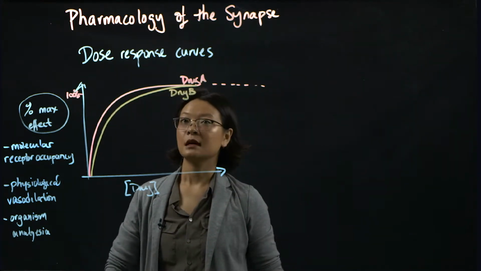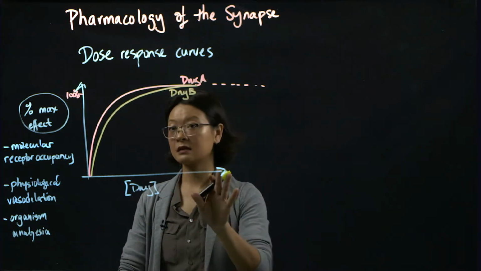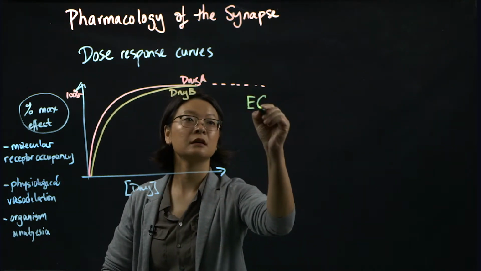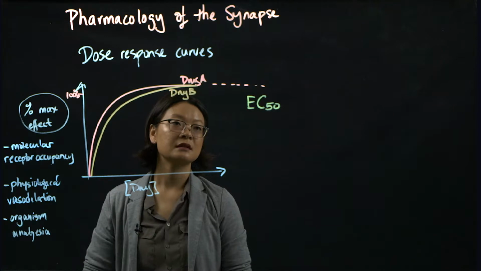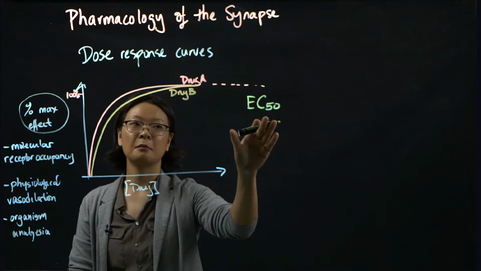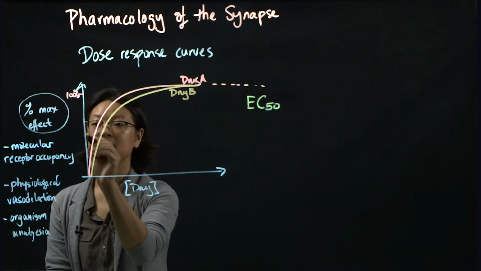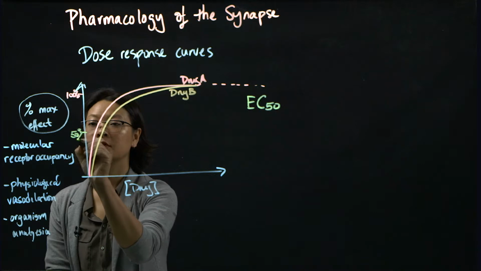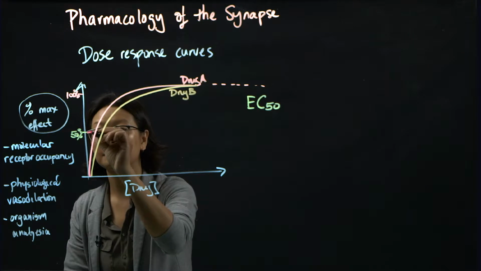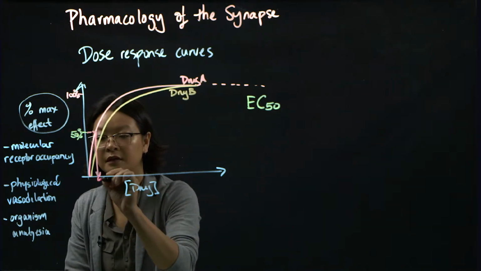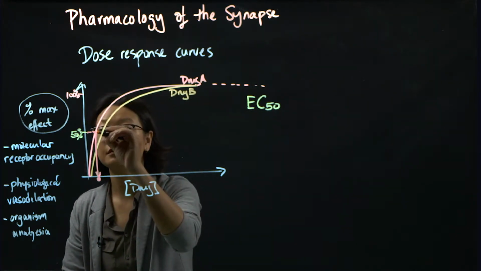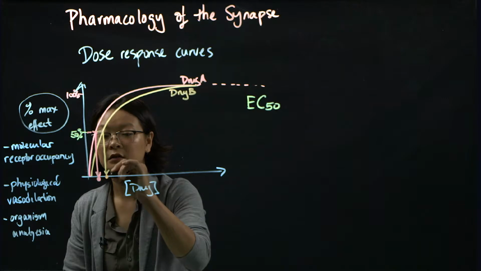So there's a couple of pharmacology concepts based on the dose-response curve here. And the first thing that I'm going to introduce is the EC50. This is the effective concentration of drug where it produces 50% max effect. So let's just estimate 50% here. The EC50 for drug A would be this concentration, and then the EC50 for drug B would be this concentration.